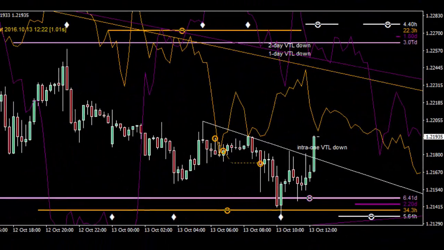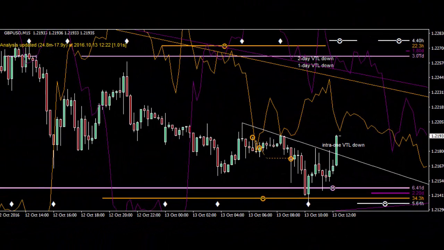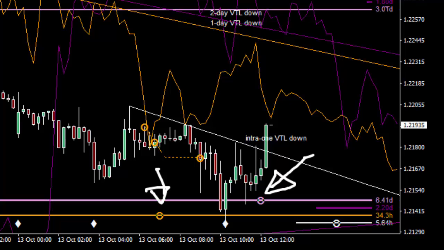Here we are 2 hours later, and you can see that in terms of the analysis, nothing has actually changed. We still have our 1-day cycle trough circle over there and our 5-day trough circle over there. You can see price has in fact bounced up a little bit. This white VTL has been moved slightly.